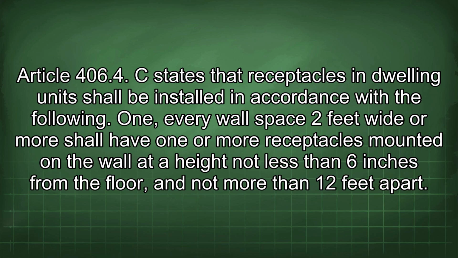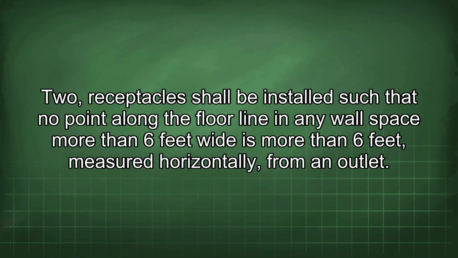1. Every wall space 2 feet wide or more shall have one or more receptacles mounted on the wall at a height not less than 6 inches from the floor and not more than 12 feet apart. 2. Receptacles shall be installed such that no point along the floor line in any wall space more than 6 feet wide is more than 6 feet, measured horizontally, from an outlet.